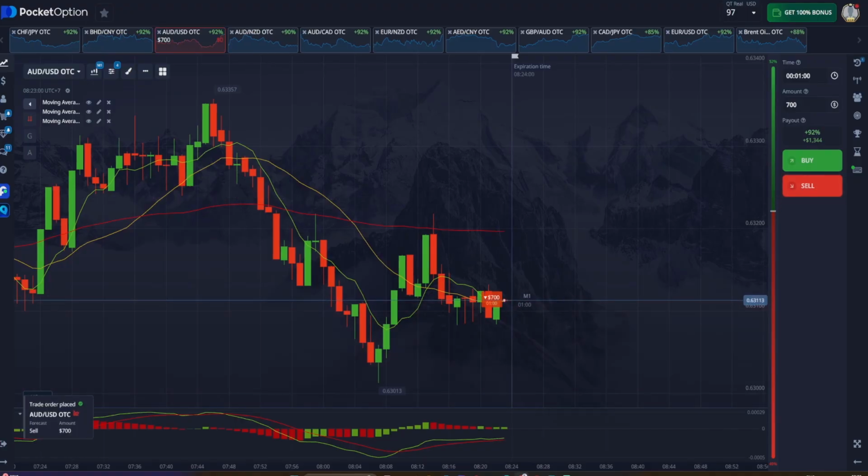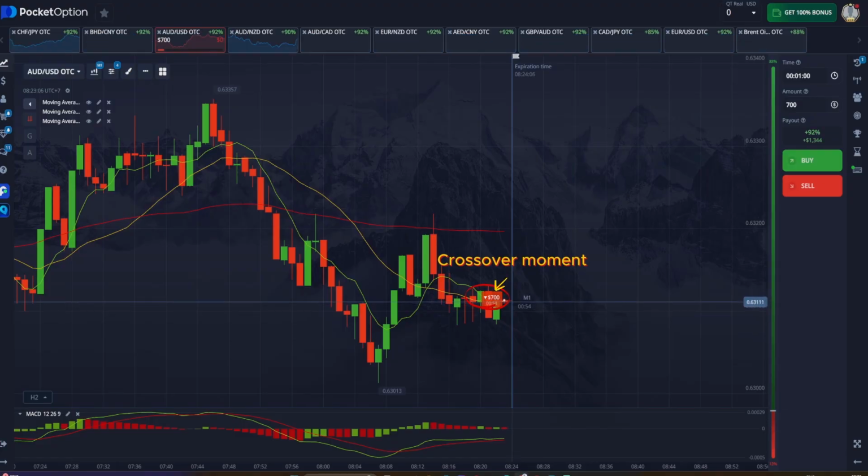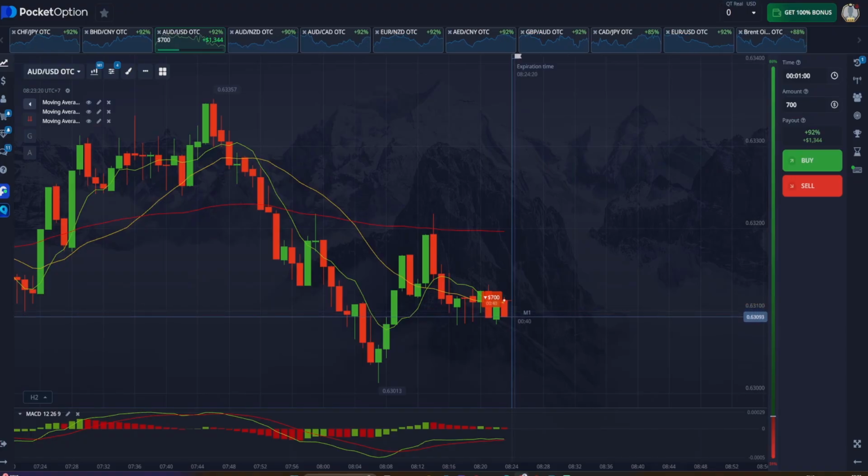Alright, I entered a sell position because a crossover occurred on the moving average indicators. The green line crossed downward through the yellow line, which is a strong indication of potential price decline. I took this signal because the crossover confirms a short-term trend shift to bearish momentum, and this movement often continues for the next few candles. Let's watch the market movement together.